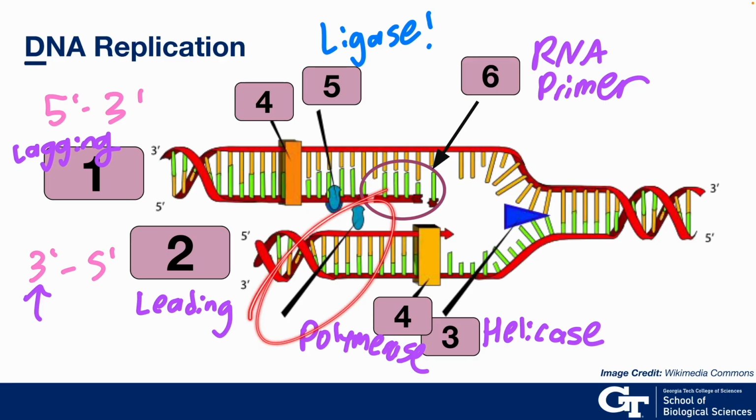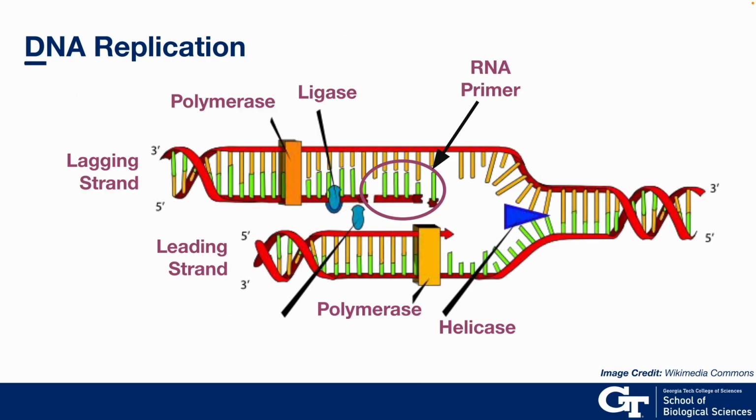And then I didn't put a label here for this arrow because it's kind of ambiguous. But we have our lagging strand going from 5' to 3', our leading strand going from 3' to 5'. We have our polymerases working on replication. And how is the complementary strand made on the lagging strand? Through Okazaki fragments sealed up by ligase. Polymerase is able to bind because we have RNA primers, and unzipping is being done by helicase.